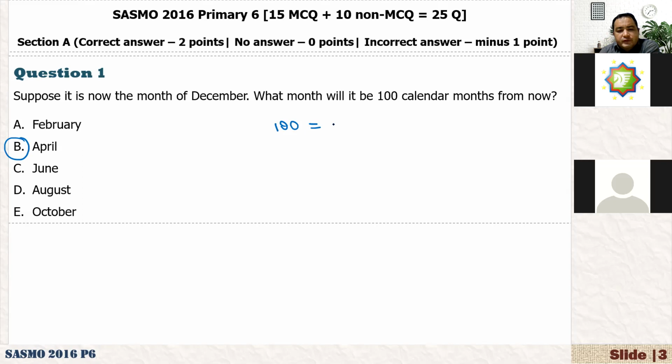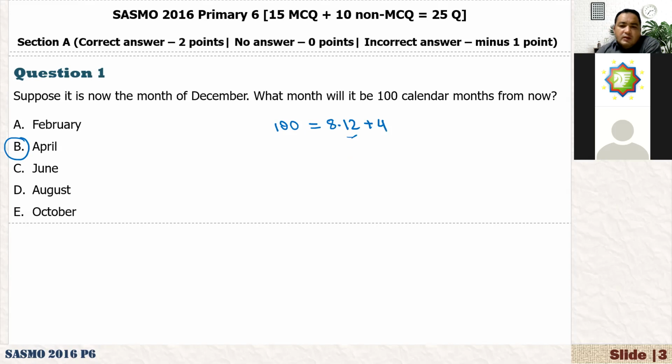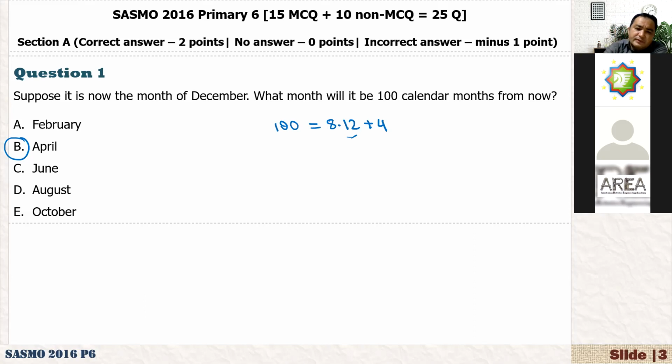I see. Very good. So that is 8 times 12. Here we have 4, right? Because every year we have 12 months, right? These 12 months are just changing in a circle. That means that's 96 months, right? It will be just 96 years. I mean, 8 years. And plus 4 means actually the 4th month in a year, it is April. So the answer is B.